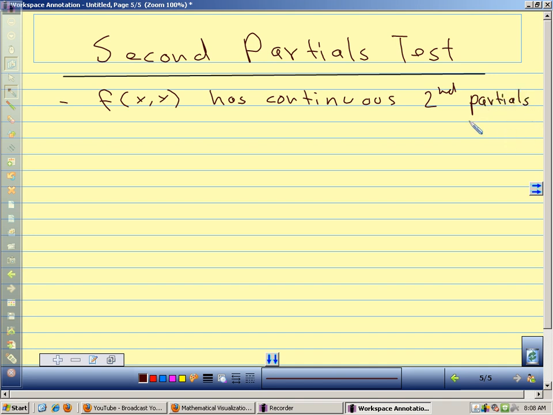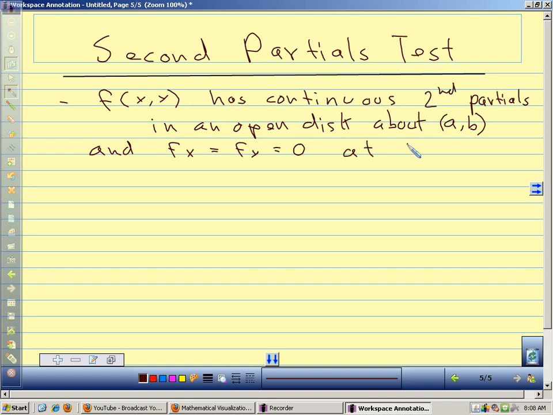So f of x, y has continuous second partials in an open disk about the point that we're interested in. So our function is behaving nicely. And we know that our first partials are equal to 0 at our point. So we have a critical point. We have a well-behaved function.